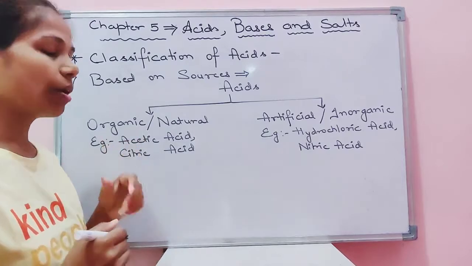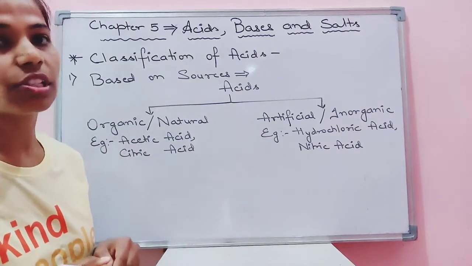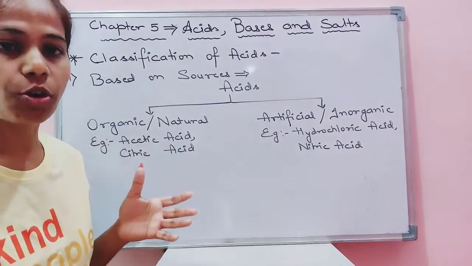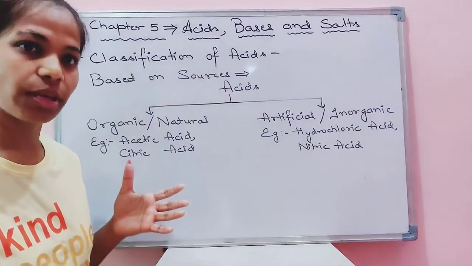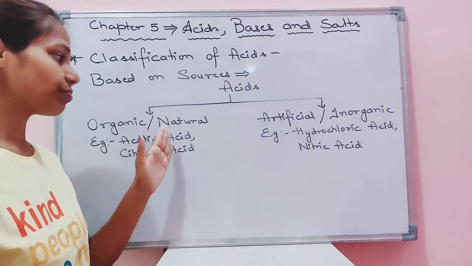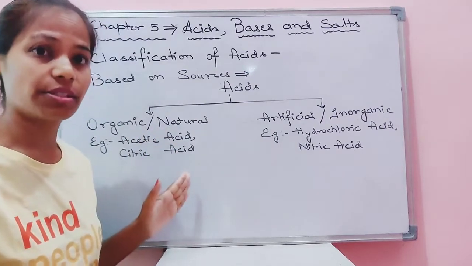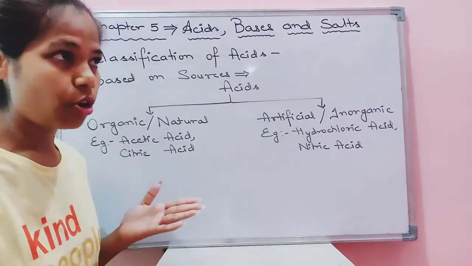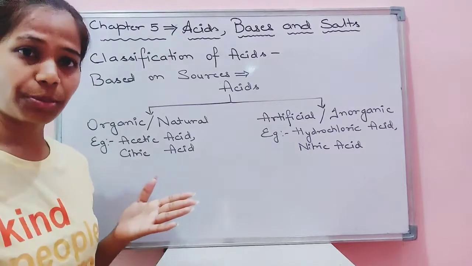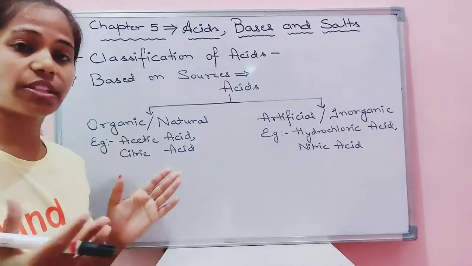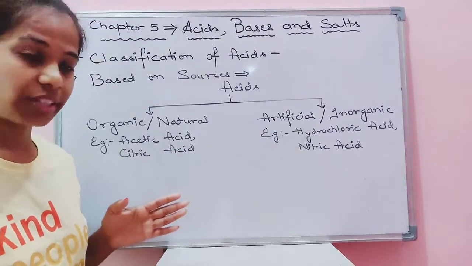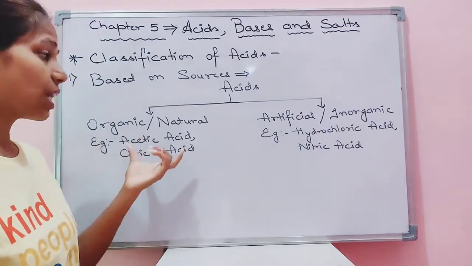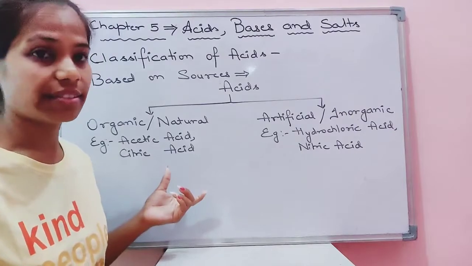What do we understand by organic or natural acids? Children, those which are found from organic products, from natural products, are known as natural acids, like oxalic acid found in tomatoes, then citric acid which is found in citrus fruits like lemon, orange, etc. So these are known as organic acids.